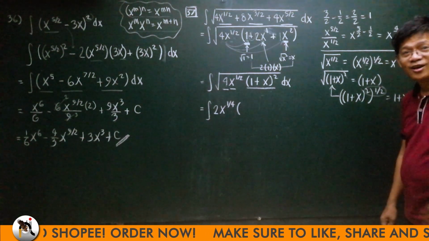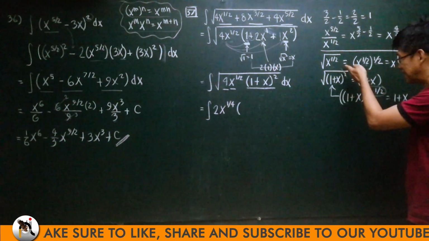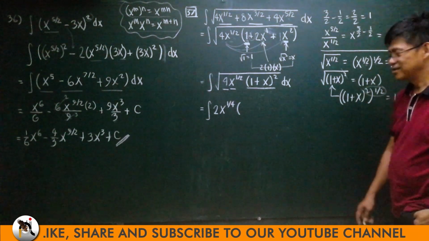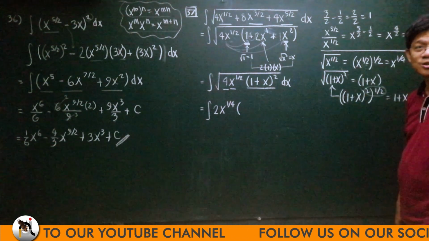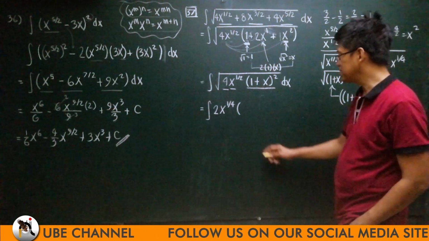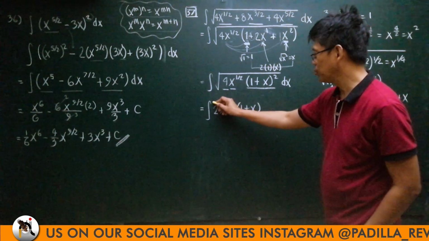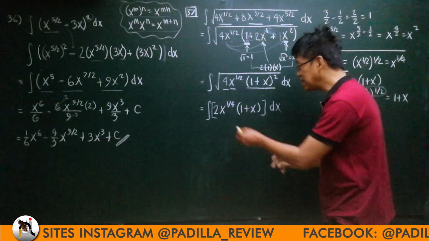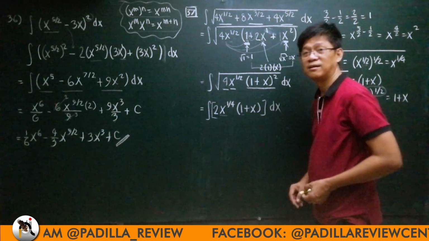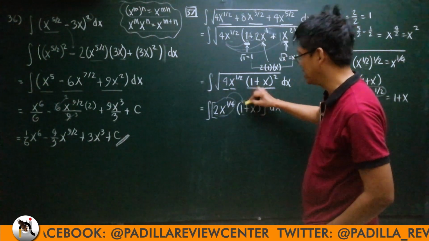You get it? Or the shortcut: the square root and squared cancel each other out. So that eliminates the square root and eliminates the squared. So this is the same as 1 plus x. This would be dx. This is still a product, so let us bring in this one inside now.